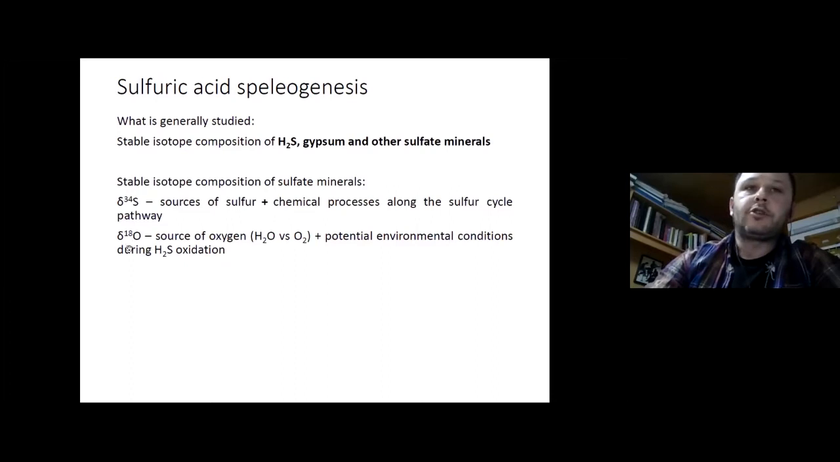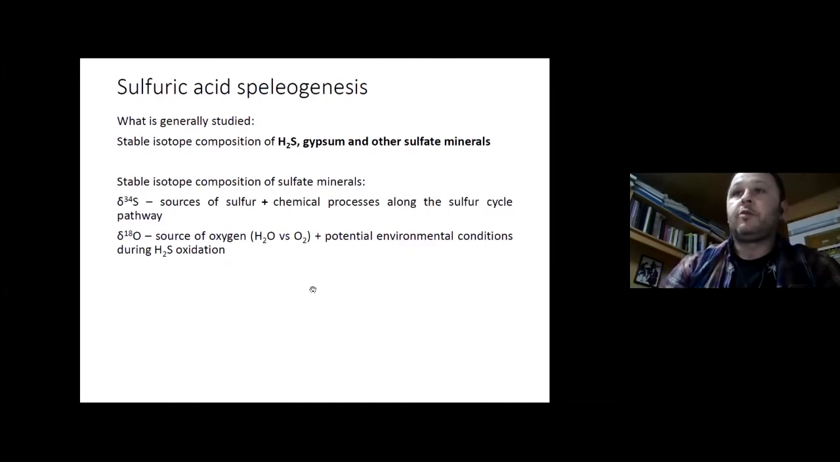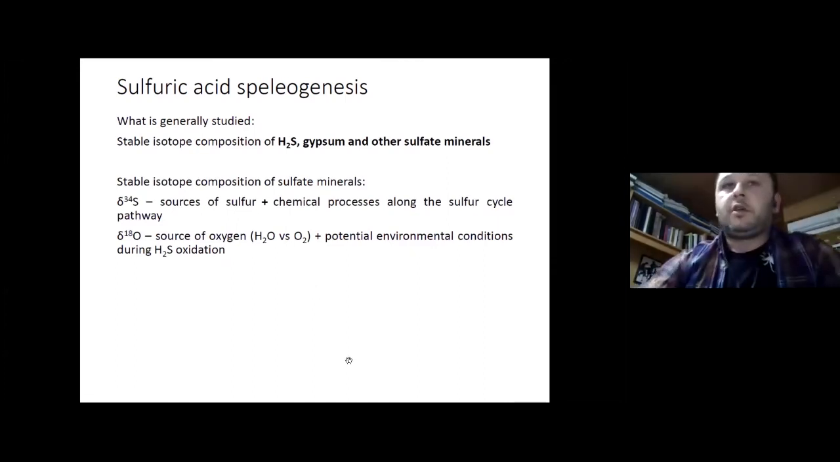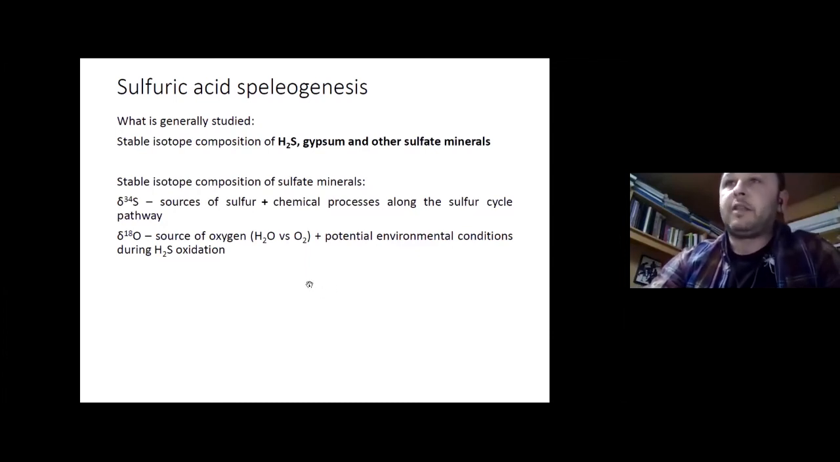On the other hand, if we also use the oxygen isotope composition in the gypsum or the sulfate minerals, we can identify the source of oxygen which was provided for the oxidation of the hydrogen sulfide. For example, the dominant sources are either water or molecular oxygen from air, which can be an indicator of the environmental conditions in this cave system. For example, whether it was more oxic, so there was oxygen available in the air, or more anoxic, when the oxygen for the oxidation of the hydrogen sulfide will be mostly provided by the water.